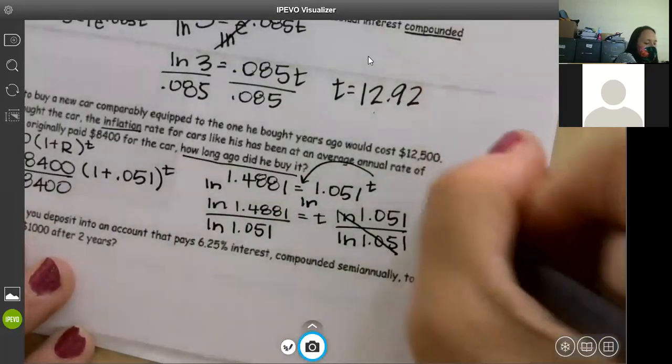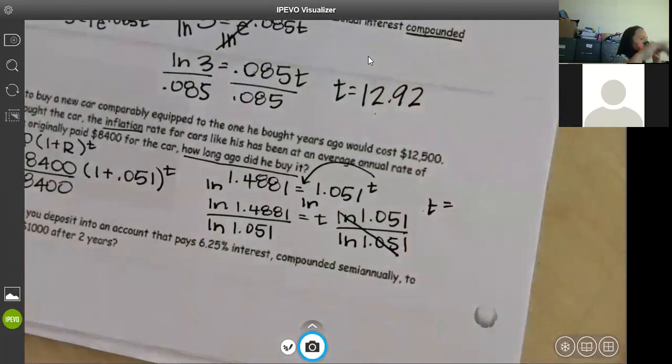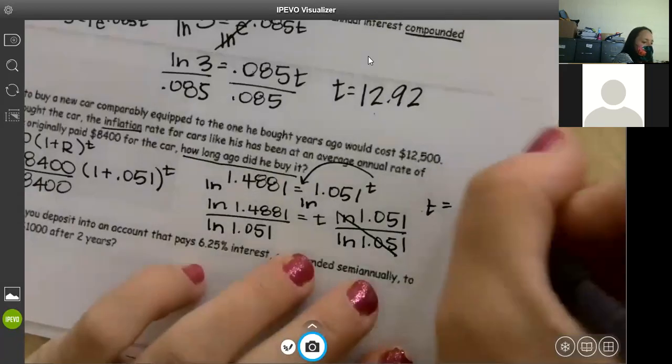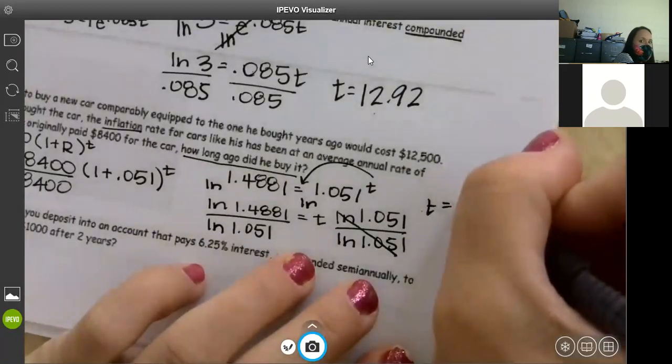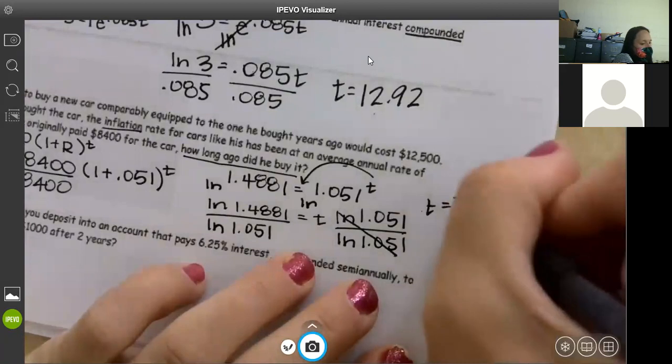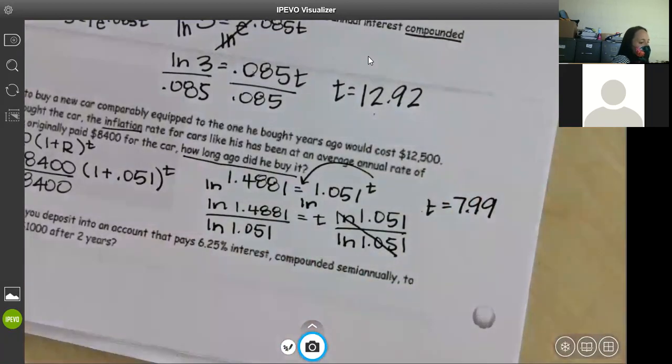Put that in your calculator. Make sure you close the parenthesis on the top, ln 1.4881, close your parenthesis over ln 1.051, and you get 7.991, which is approximately 8 years. And that'll probably be your answer if it's multiple choice, approximately 8 years.